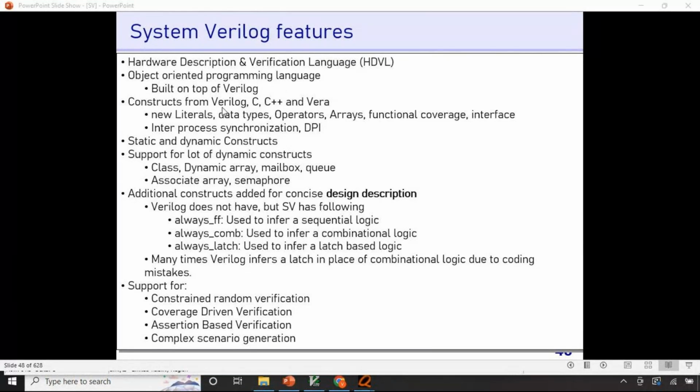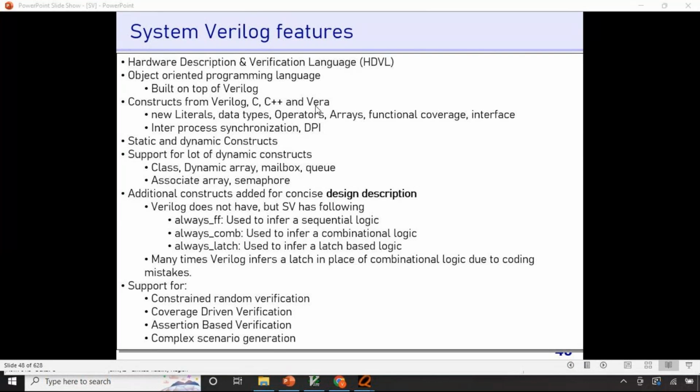What makes SystemVerilog so unique is they have taken the best of the things available in every language. Whatever is best available in Verilog, anyway, everything in Verilog is taken. From the C language, they have taken structures, unions, functions. From C++, they have taken object-oriented programming. Whatever is best available in every language. There is one more language called Vera. That also they have taken. Now, what is Vera? I never heard of it.